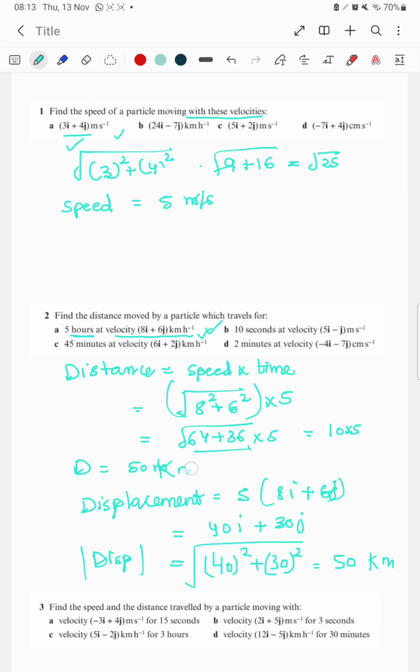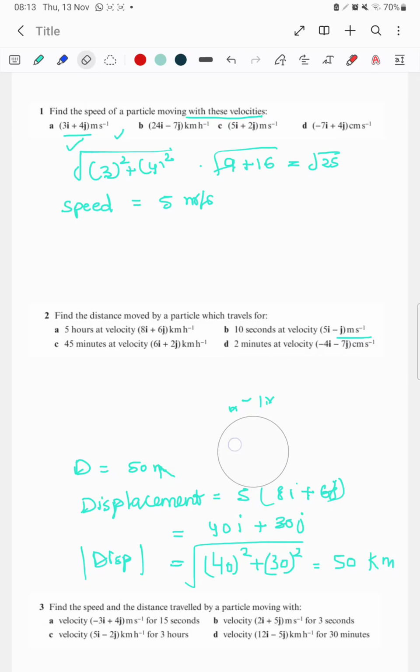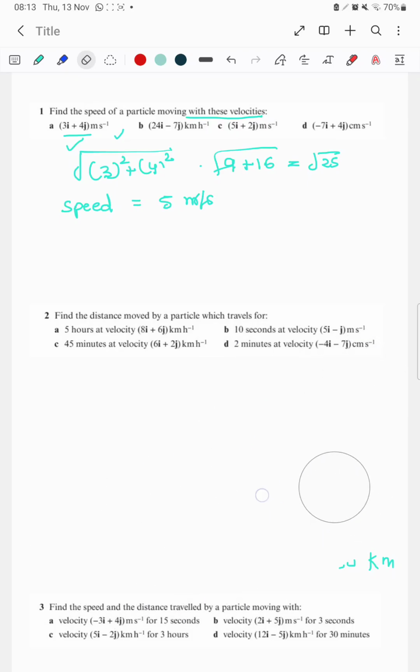This is in kilometers. Okay, then there is a question like 10 seconds with velocity this much meters per second. You can do it the same way, but if you look at the third question, it's written 45 minutes at a velocity of this much. So the velocity is given in kilometers per hour. So before you find out the distance, you need to convert this 45 minutes into hours, which is 3/4 of an hour. So 3/4 times the magnitude of velocity, which is 6 squared plus 2 squared and square root.